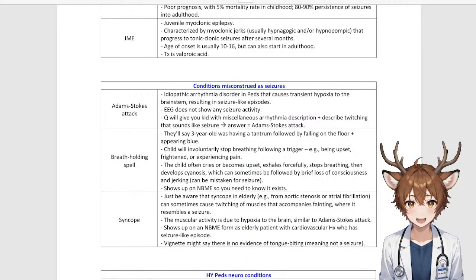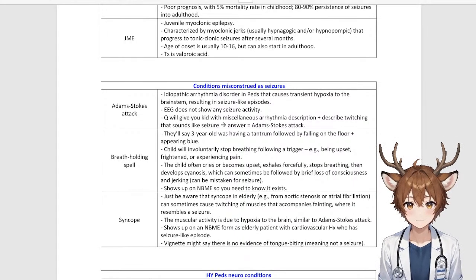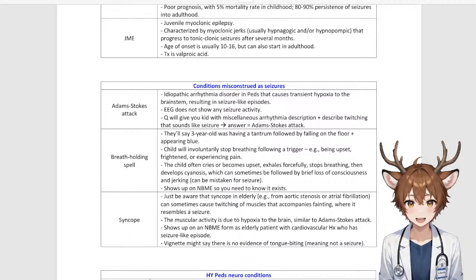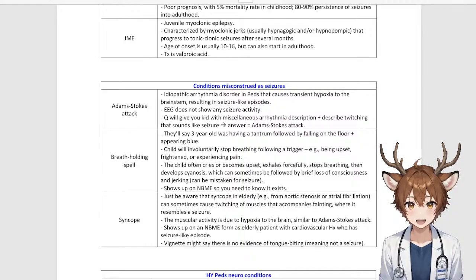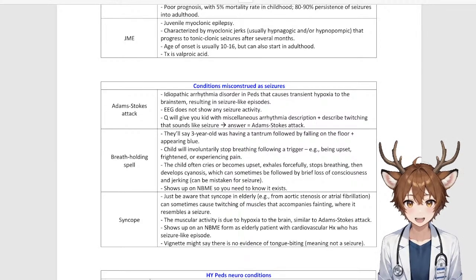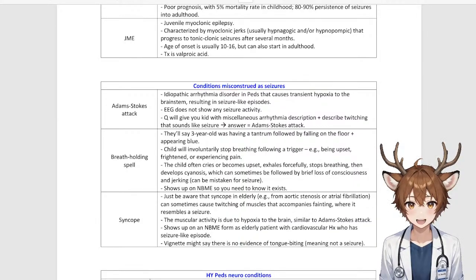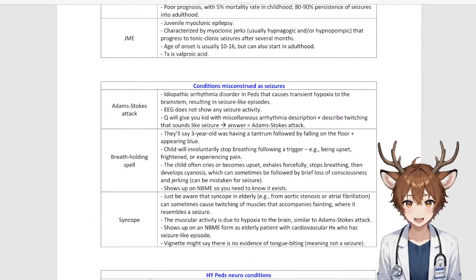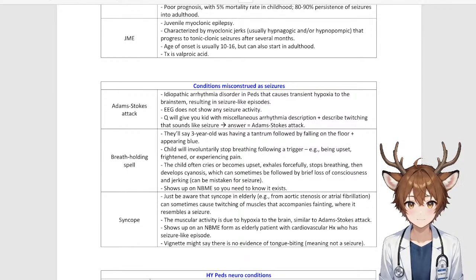What about conditions misconstrued as seizures? Adams-Stokes attack, an idiopathic arrhythmia disorder in peds that causes transient hypoxia to the brainstem, resulting in seizure-like episodes. EEG does not show any seizure activity. The question will give you a kid with a miscellaneous arrhythmia description plus describe twitching that sounds like a seizure. The answer should be Adams-Stokes attack.